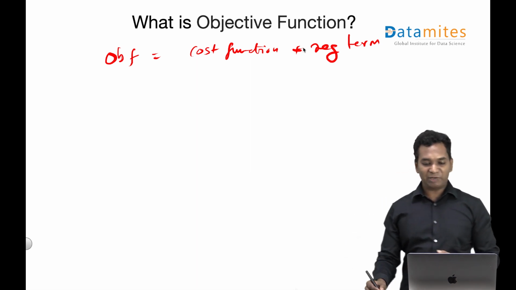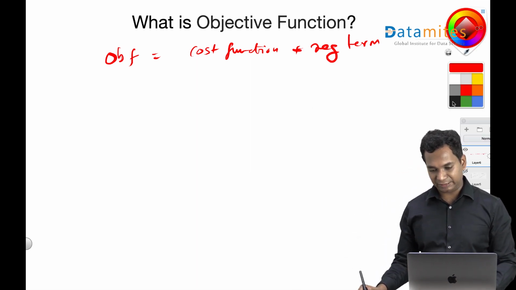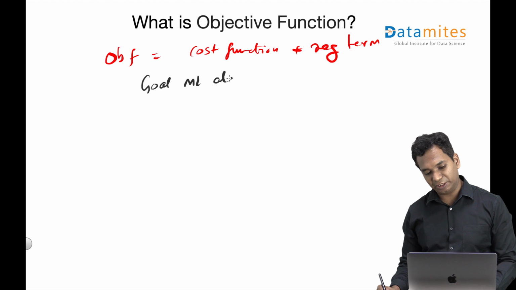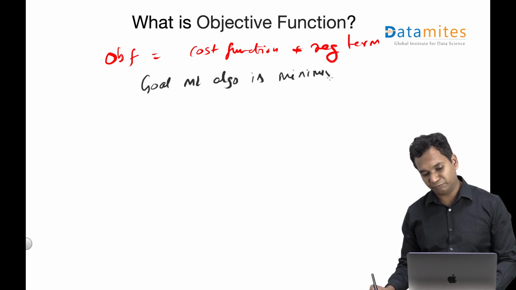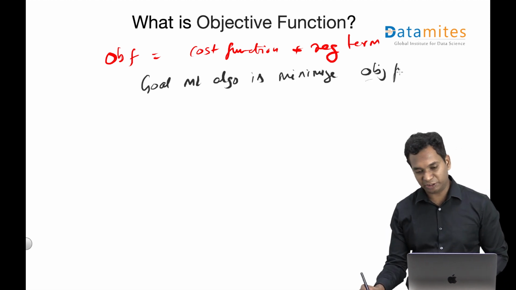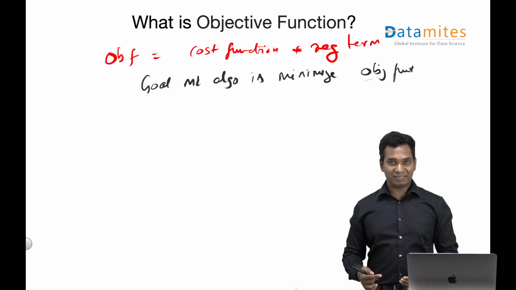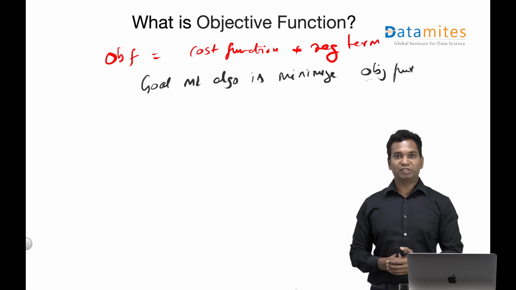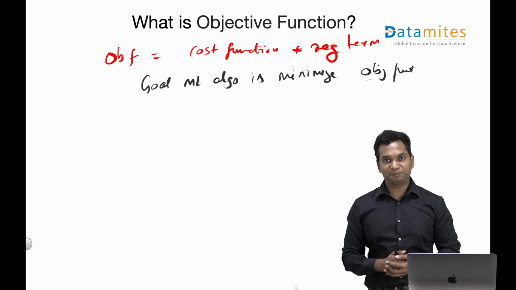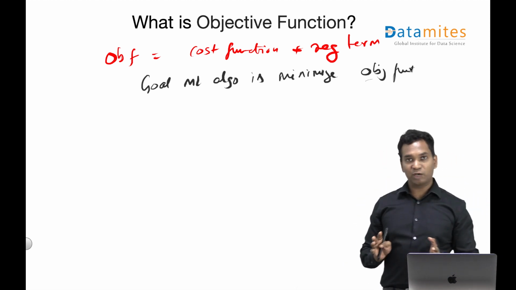So the goal of any machine learning algorithm, the goal of ML algos, is to minimize your objective function. When you minimize your objective function, you reduce the loss, thereby you are increasing the accuracy, or in simple terms, your algorithm is better fitting to the data given. Okay, so that's objective function.